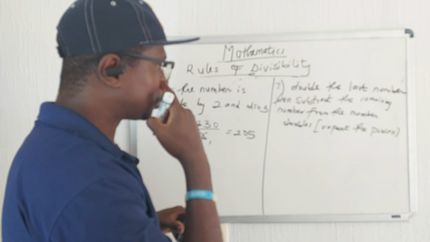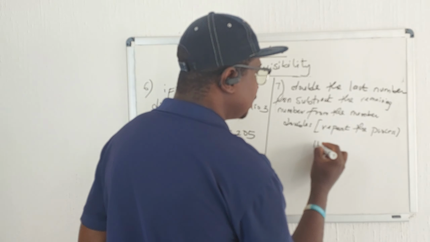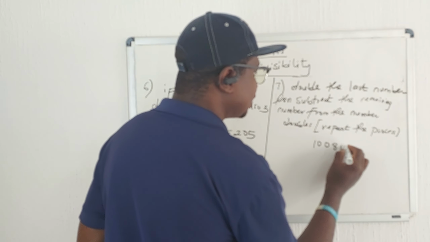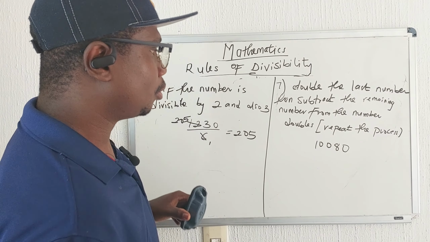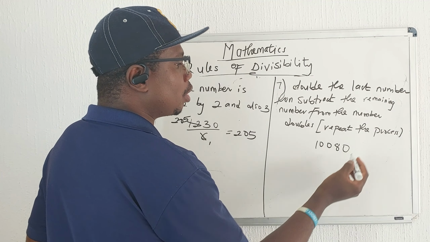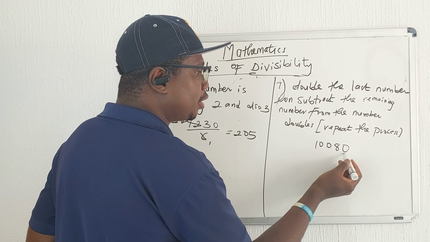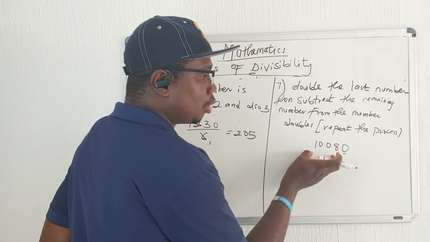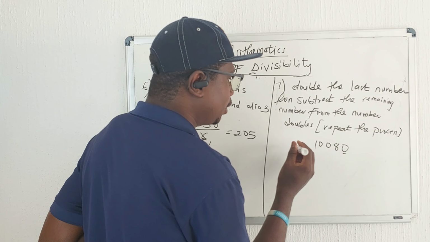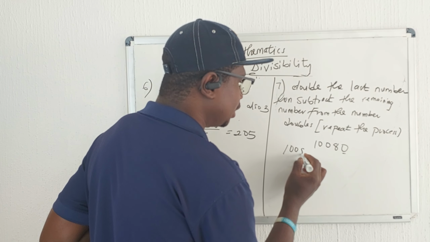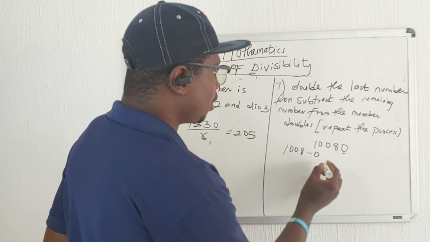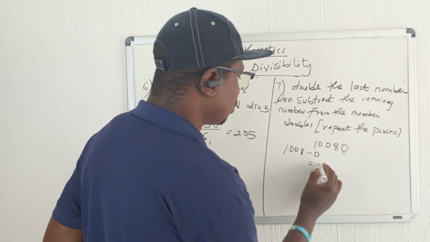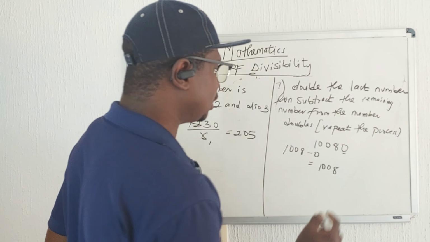For example, we have 10080. Now we're told to double the last number. If we double 0, we still have 0. Then we're told the next step is to subtract the rest number from 0, which is 1008 minus 0, which will still be left with what? 1008.